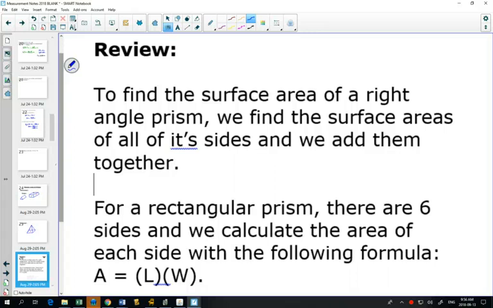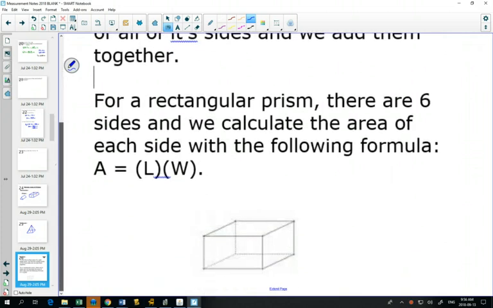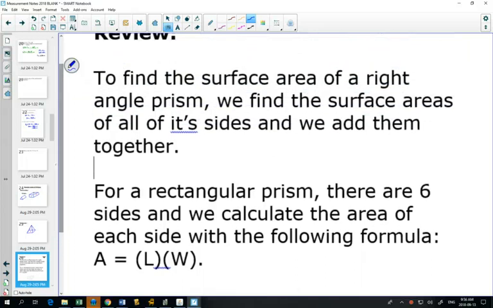So we've talked about this already, a little bit of a review. If you're wanting to find the surface area for a rectangular prism, and we've got a picture of one there, we're going to find all of the areas of its sides and then just add them together. How do you find the area of a rectangle? Do you remember this formula? It's length times width. So then you could find one side, and then you could find all 6, and then just add them up.